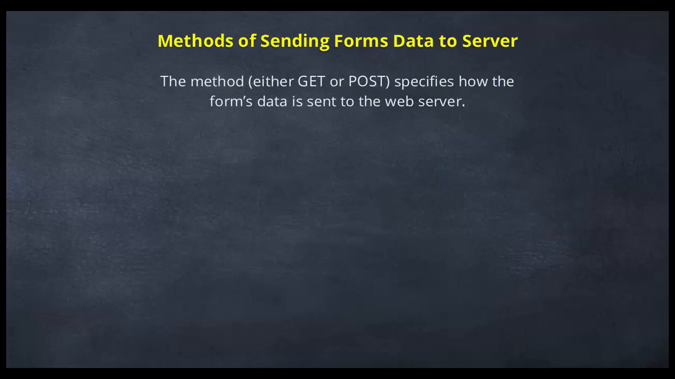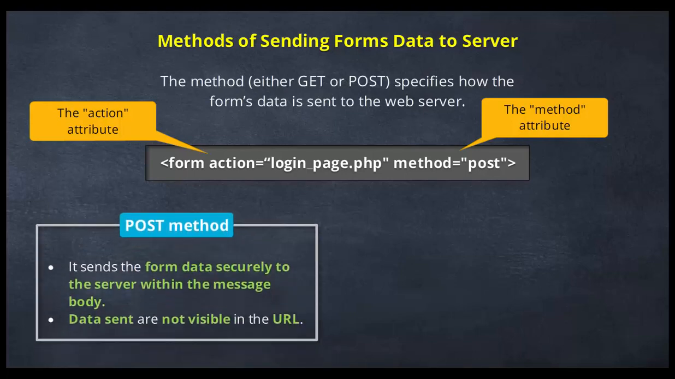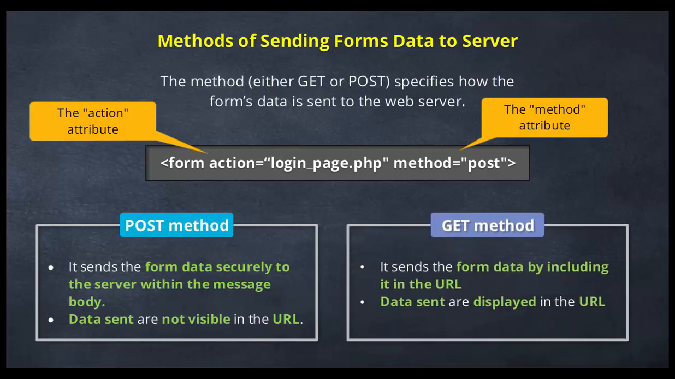The method, either GET or POST, specifies how the form's data is sent to the web server. In the POST method, it sends the form data securely to the server within the message body. Data sent are not visible in the URL. In the GET method, it sends the form data by including it in the URL. Data sent are displayed in the URL.